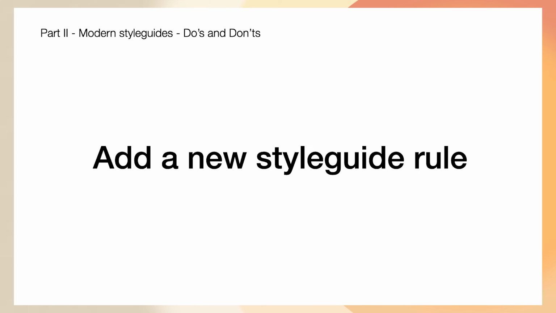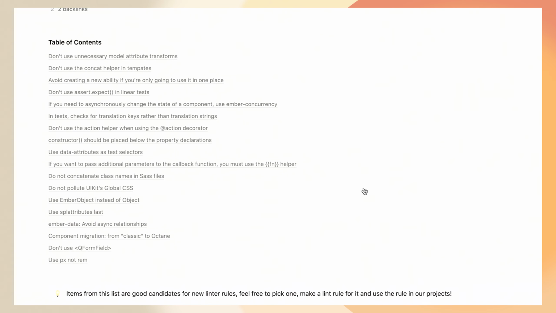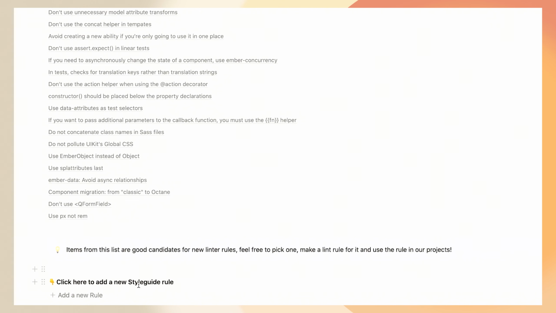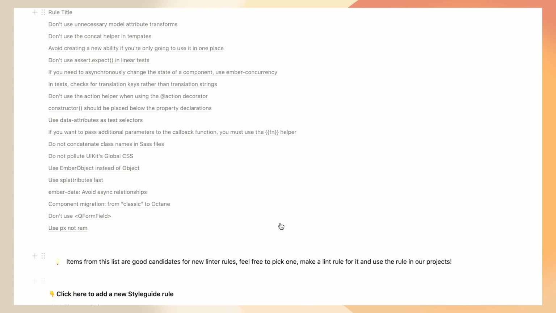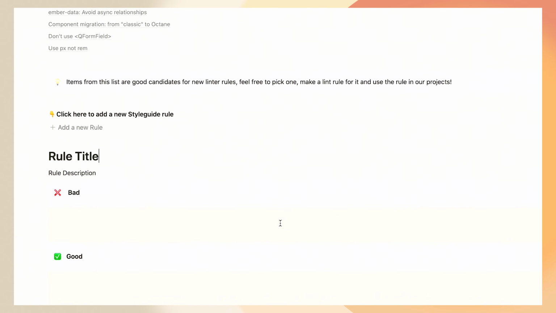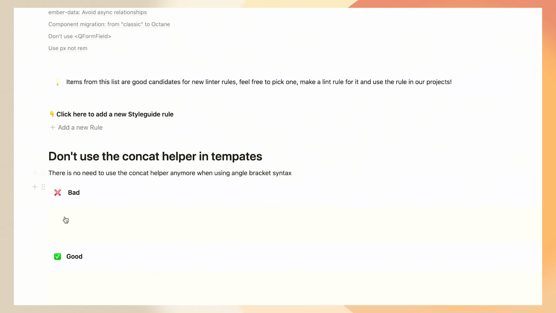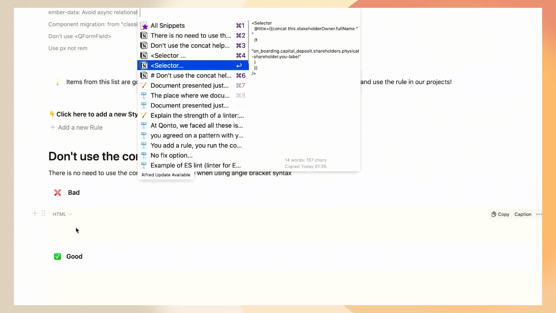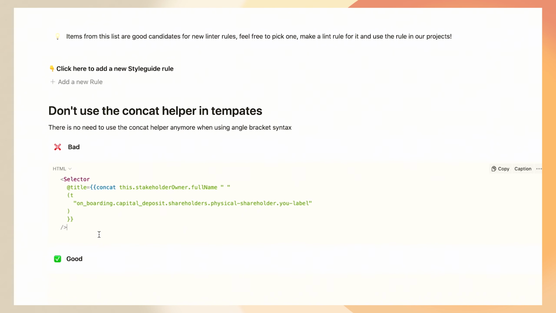Let's try that together. Let's find a pattern that we want to deprecate, and let's add it to the do's and don'ts. Here's the codebase. I have the CTA to add a new rule. Again, this is not an advertisement for Notion. We use it. Let's take the example of the concat helper. We don't want to use it anymore because it's not needed. It's automatically supported by the angle bracket syntax. Let's add a small description and let's make the bad pattern explicit.